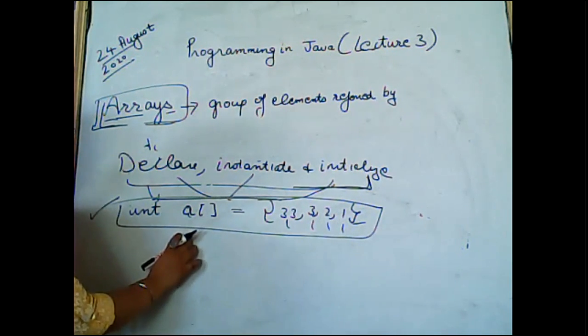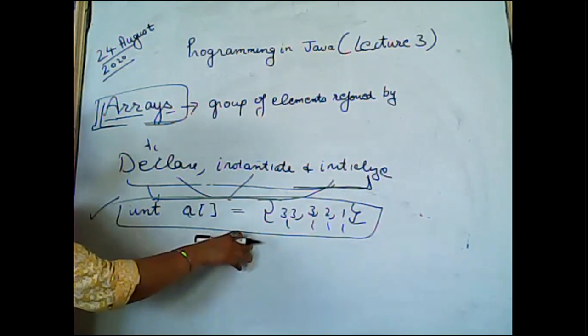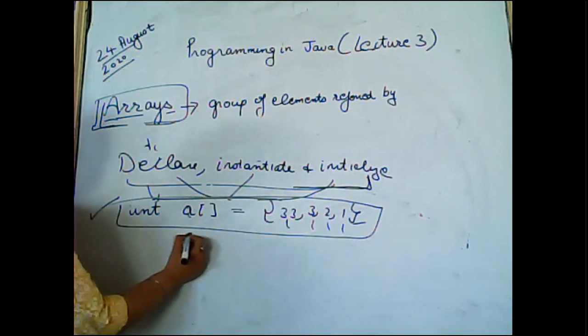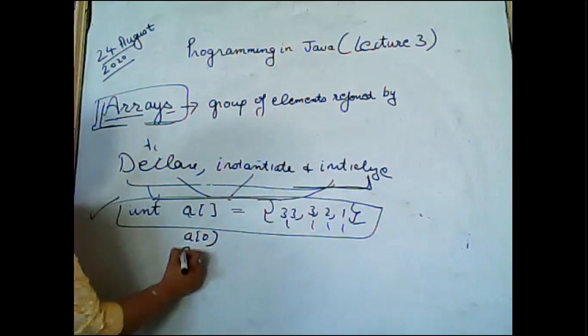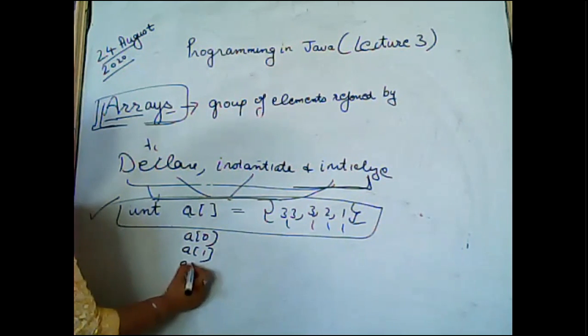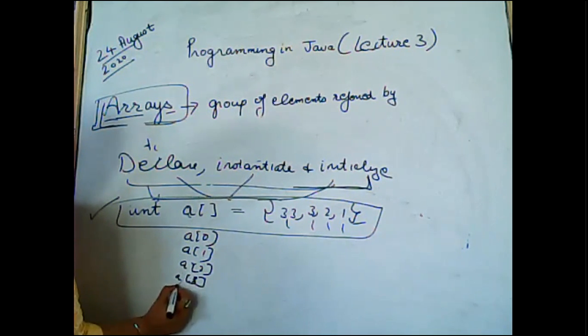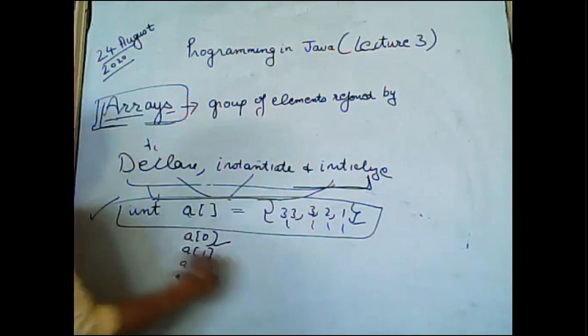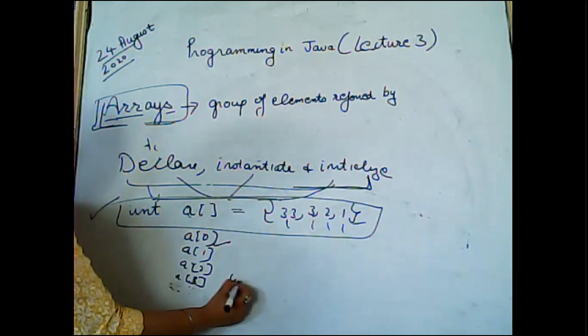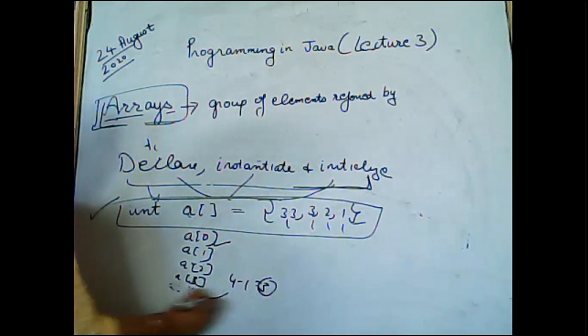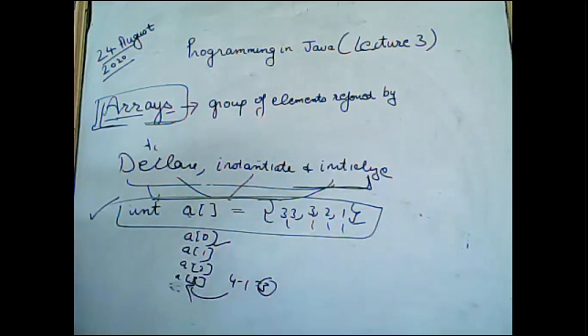So what it means is that this particular array has four elements starting with index 0: a0, a1, a2, a3. Starting with 0, the last index will be total elements minus 1, that is 3. So your last element will be at a3. Is it fine?